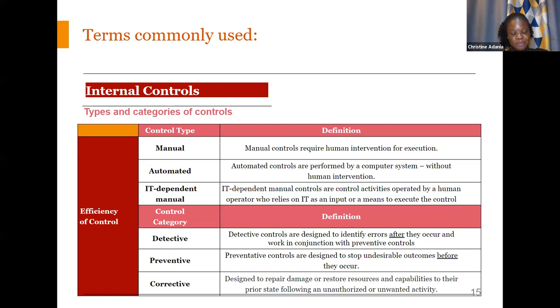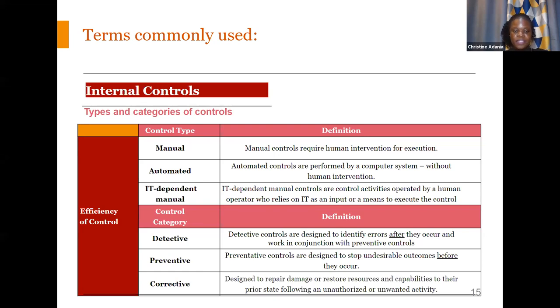IT-dependent manual controls, on the other hand, require some level of human intervention. So maybe at the start, it's initiated by a human. You go and start a system or click on something, then the system is able to automatically run that process. If you do not start it, the system will also do nothing. So that is what we mean by IT-dependent manual controls.